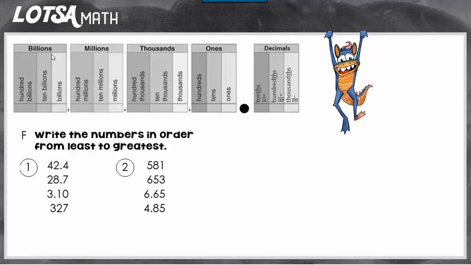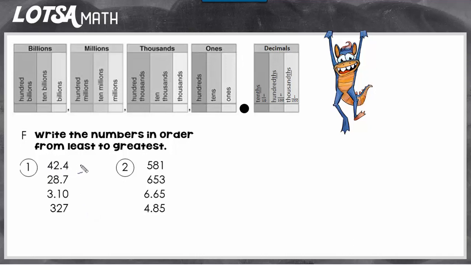So let's look at number 1. We have 4 numbers. If you look closely, you'll see 3 of them have decimal values and 1 of them doesn't. And we're going to put them in order from least to greatest. Before you put things in order, you need to make sure that you really understand the place value for each number. And one easy way to do that is to make sure that you keep all of the decimals lined up. If you keep the decimals lined up, all the other places will be lined up as well. So let me show you what I mean.